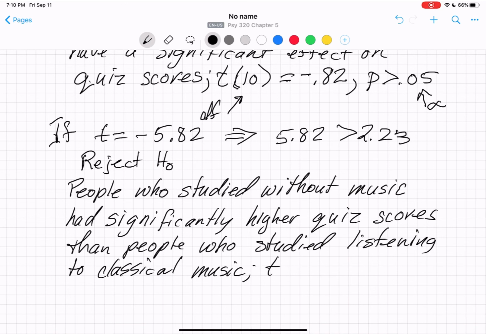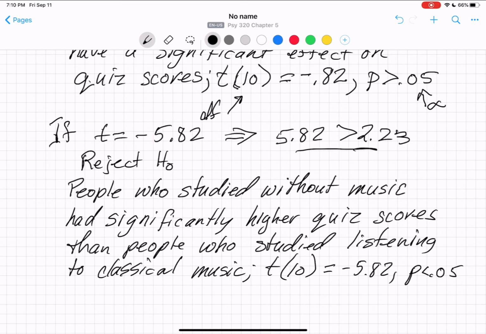And you would have t with 10 degrees of freedom equals negative 5.82. P is less than 0.05. Okay, and so if we had actually gotten a t-value of negative 5.82 instead of what we actually got, our decision would have been to reject the null hypothesis because we ignore the sign when we make our decision. So remember, ignore the sign when you make the decision.